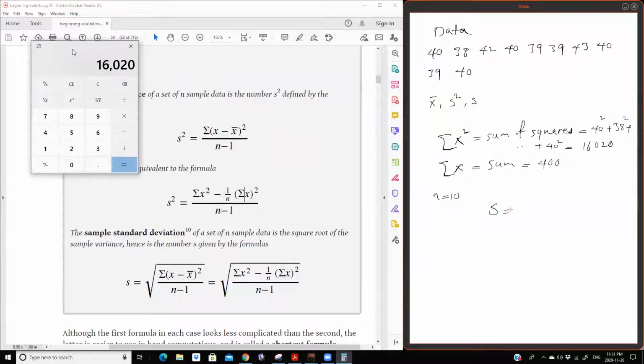Then, in order to calculate s squared, I'm going to use this formula. So s squared is the sum of the squares minus the sum to the power of 2 over n, all over n minus 1. So it's going to be 16,020 minus the sum, which is 400 squared, over n, which is 10, over 9. I need to calculate that.